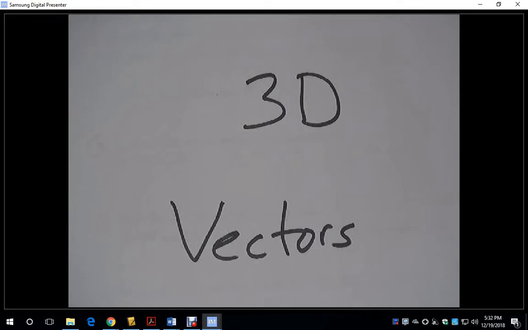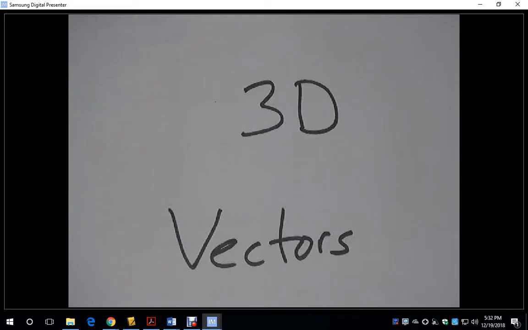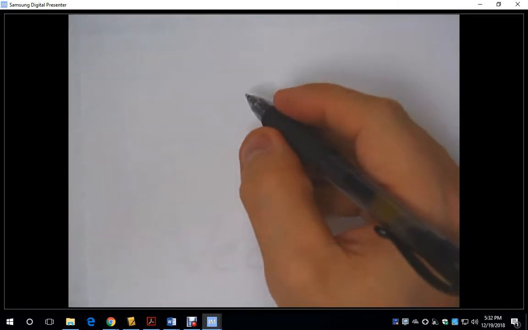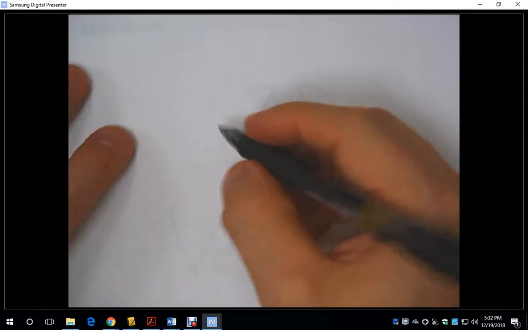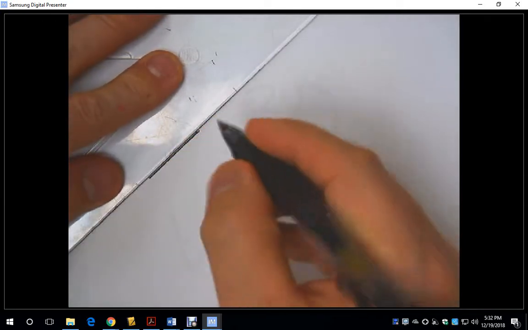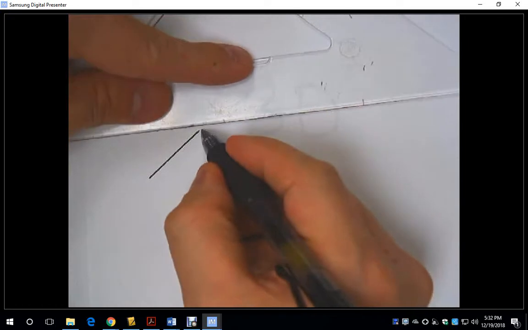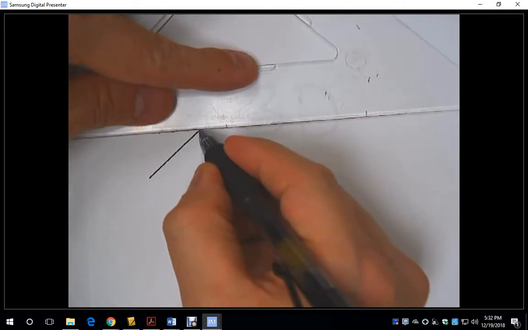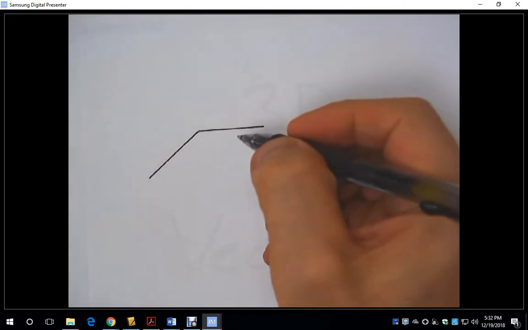The following video is on 3D vectors. And the idea of a 3D vector is that, well, let's look at a 3D Cartesian grid. Now, a 3D Cartesian grid, unlike a normal Cartesian grid or an XY Cartesian grid, which is two-dimensional, this one is three-dimensional.